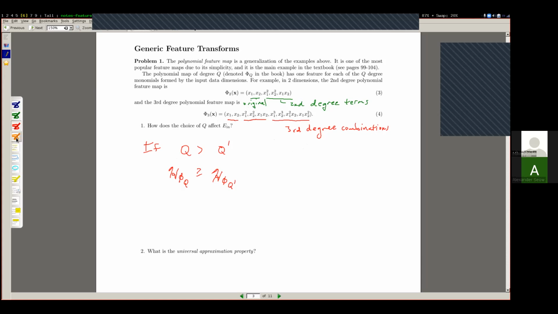And we've seen this relationship before, that if we call GQ our learned thing in there, and GQ prime is our learned thing in there, then the En of GQ must be less than or equal to the En of GQ prime. And so adding more features can't make our training error worse.